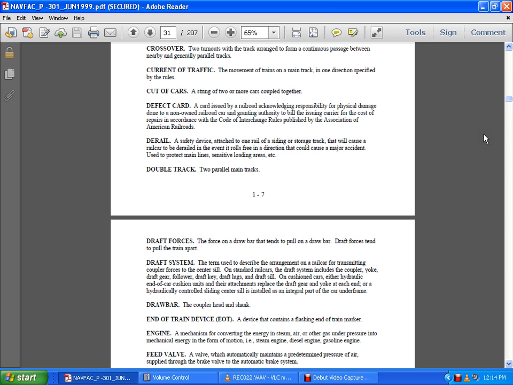railway cars for transmitting couplers for center cylinder railway cars out of the draft system into the coupler yoke, draft gear, and follower, draft gear, draft lugs, draft seal, and the cushion.